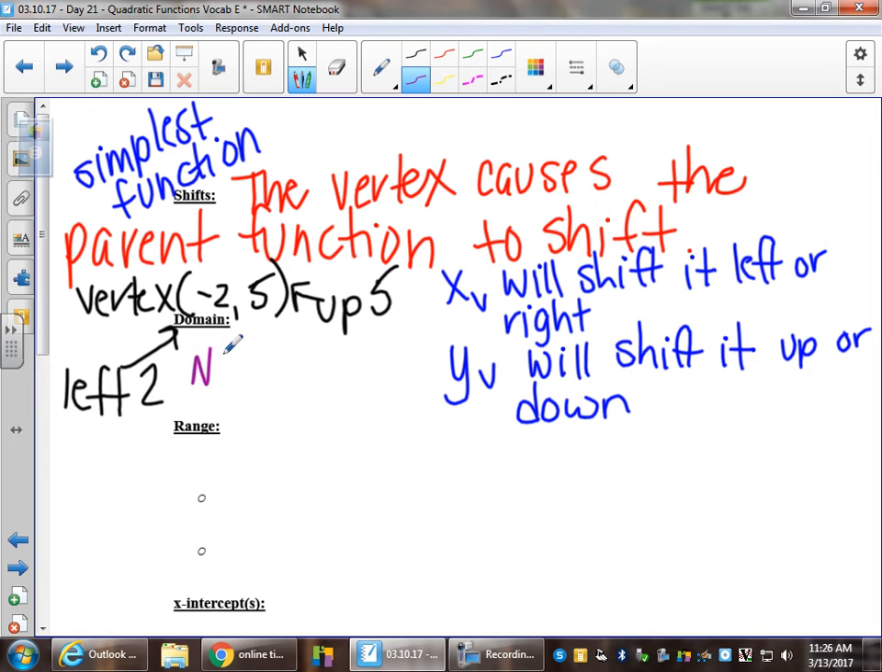Domain, no restrictions. Another way to write this, or how you will write it when you're asked to identify the domain of a parabola, negative infinity, comma, infinity. That's always the domain for quadratic functions.